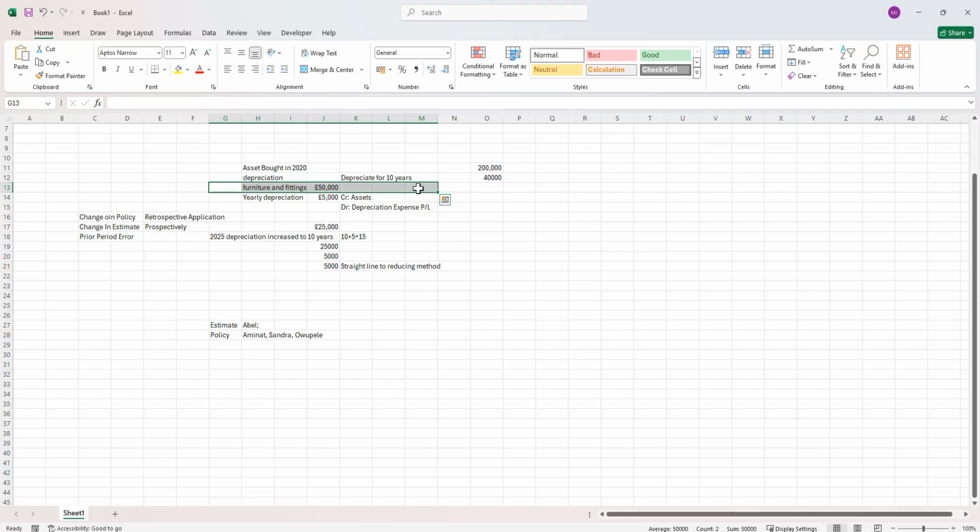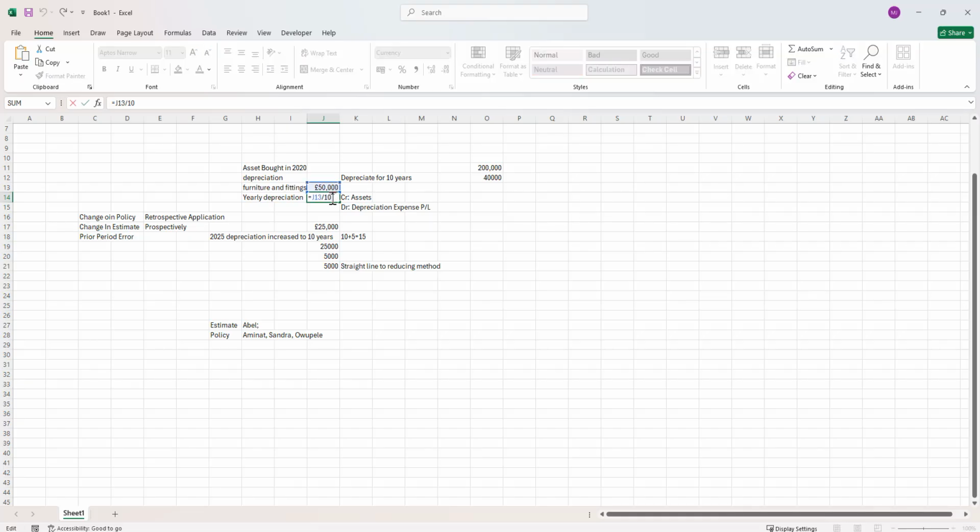So what I did was that I went back. Some assets were bought in 2000, some were bought in 2015, some were bought in 2010. I had to go back to those assets and apply retrospective application as though it has always been done using the reducing balance method. So that is how we apply. Instead of doing straight line method, dividing by 10, I'm taking it down, down, down.